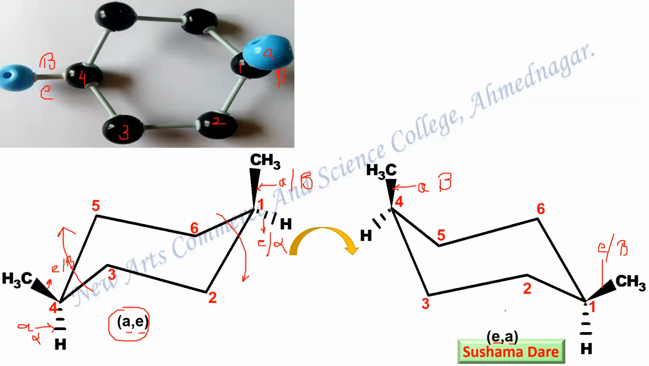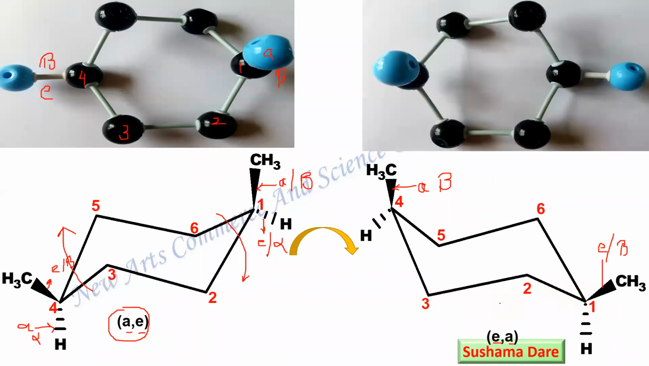So this conformer is equatorial-axial. Now look at the ball and stick model of this conformer. This part is going in the upper direction, and now it is going in the downward direction. So this is number 1, this is number 2, this is number 3, and this is number 4.